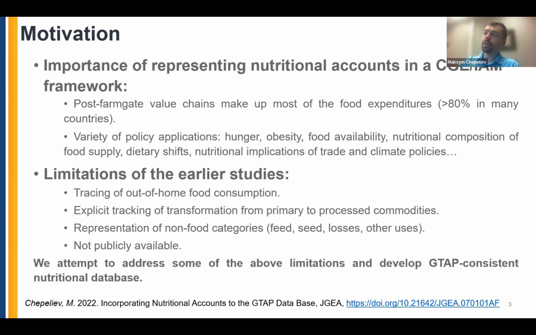ERS team and many others, IFPRI. So we are building on quite a lot of early advancements in this area, but still some limitations exist. So first, studies not always trace out of home food consumption. Explicit tracking of transformation from primary to processed commodities is often missing, and then representation of non-food categories, feed, seed, losses, other uses is sometimes lacking. And then finally, one of the key issues is that most of the earlier databases have not been publicly available.